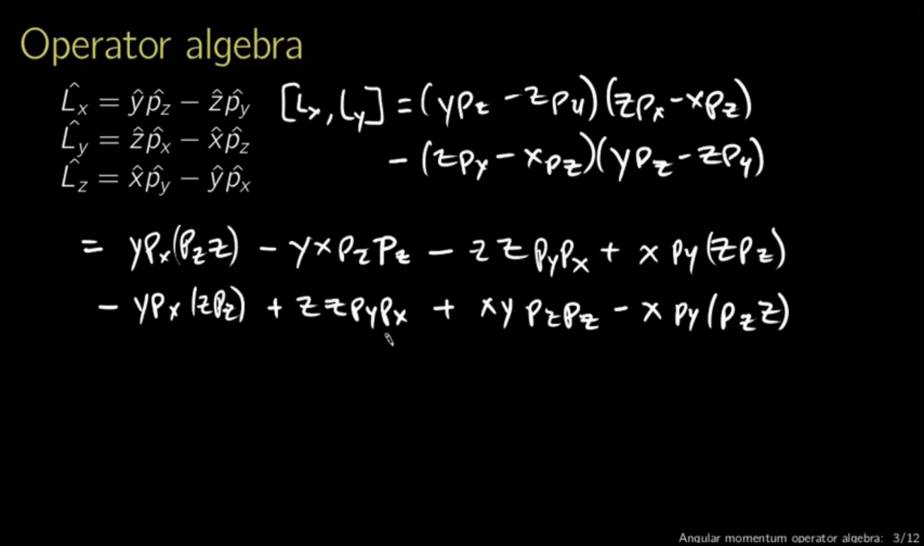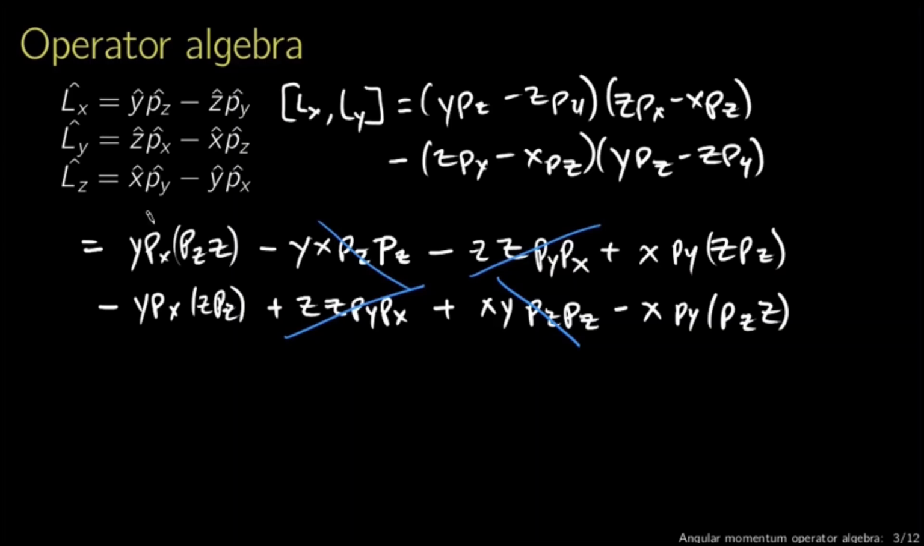Now, if I've done things right here, you notice I have a z, py, px here, and a minus z, py, px here. So these two terms cancel out. I have an x, y, pz, pz here, and a y, x, pz, pz here. But x and y commute, so these two terms are actually the same as well, and they also cancel out.